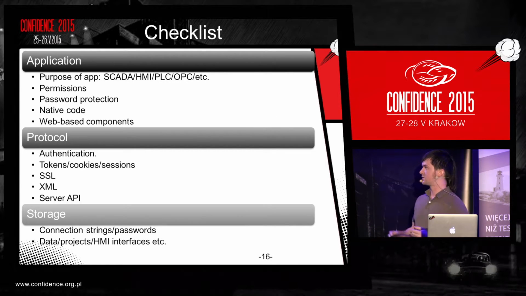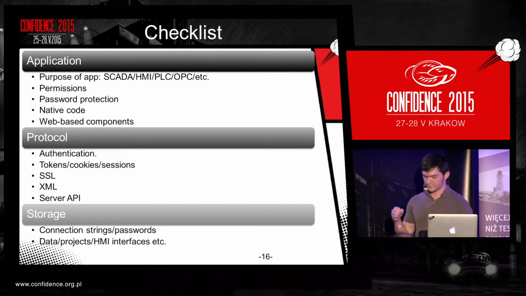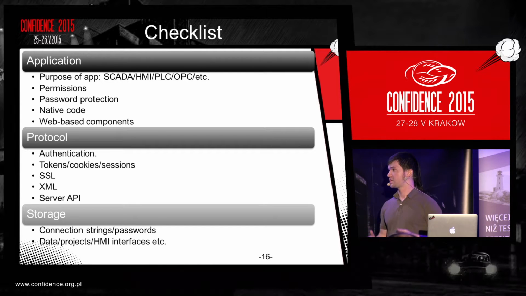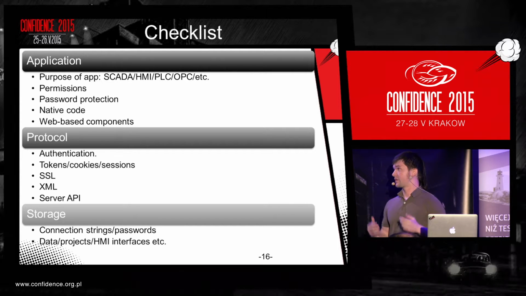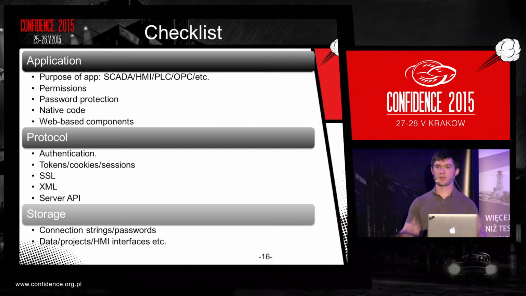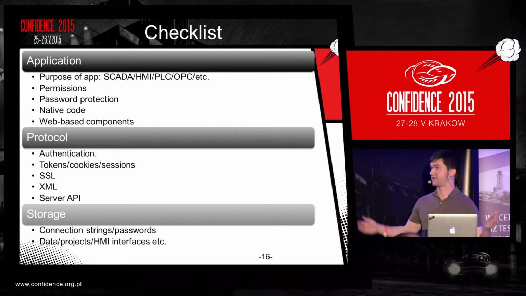So let's talk some more about this checklist. During our research of each application, we do some common checks. This helps us to evaluate the application in security terms. Each check provides us useful information or actual bugs that become the entry points for further analysis. So, for the application, it was the purpose of the application and what protocols are used: SCADA, HMI, PLC, OPC, etc.